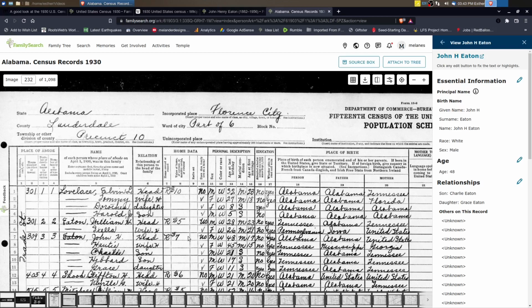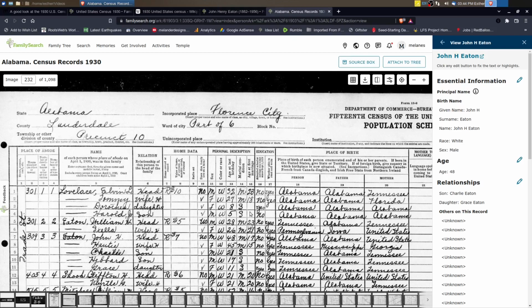So the first thing to note right off the bat is the family has moved to Florence, Alabama. And if you're familiar with this area of the country, Florence, Alabama is just south of Lawrence County. And the people who lived in this area often went back and forth between Lawrence County, Tennessee, and Lauderdale County, Alabama. And the border was pretty porous, so the people were moving either for economic reasons or for families.